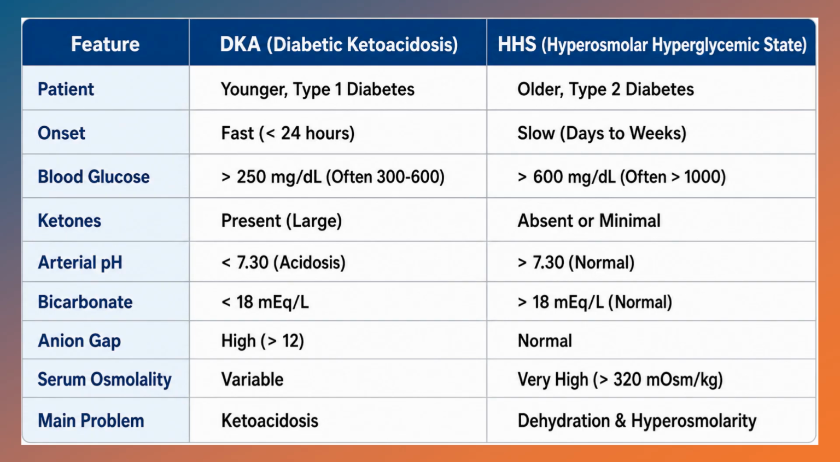This table summarizes everything. For DKA, think younger, type 1, fast onset, and glucose in the 300-600 range. The key labs are the presence of ketones, a low pH, a low bicarb, and a high anion gap. For HHS, think older, type 2, slow onset, with glucose over 600. The key labs here are the absence of ketones, a normal pH, normal bicarb, and a very high serum osmolality. The main problem in DKA is the acidosis. The main problem in HHS is the dehydration.